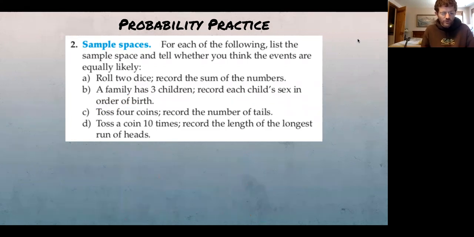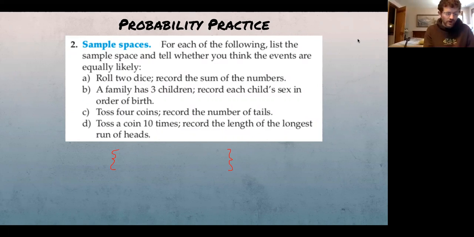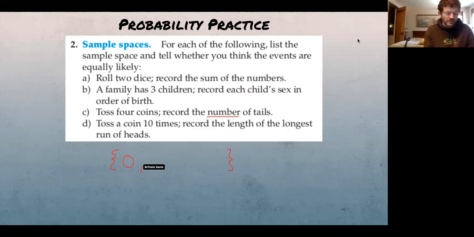Okay, toss 4 coins, record the number of tails. What's our sample space for this? Heads or tails? That's a result of an event, but our event of a single 0 to 4. 0 to 4, there you go. It's the number of tails. So we could get 0 tails, 1, 2, 3, or 4. Are all these equally likely? Yes.